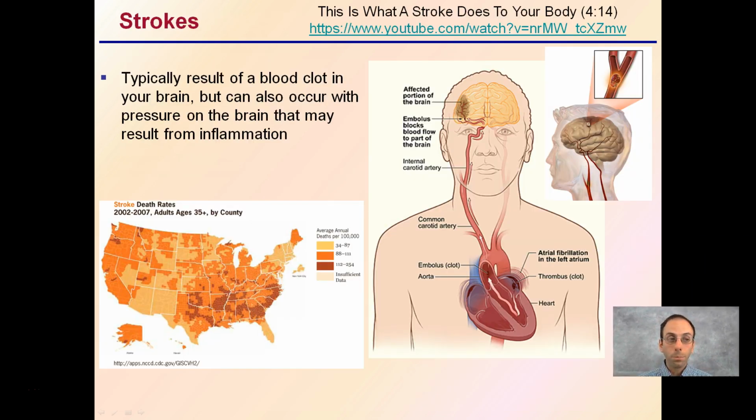Continuing on to strokes, they typically result from a blood clot in your brain, but can also occur with pressure on the brain as a result of inflammation. So it could be an actual blockage, or this is why if there's head trauma, swelling of the brain is a major concern, because that can also lead to stroke-like symptoms. We're looking at the stroke death rates across the country, again adults over 35 years old, in 2002 to 2007. And again, we see a concentration in this particular region of the country.